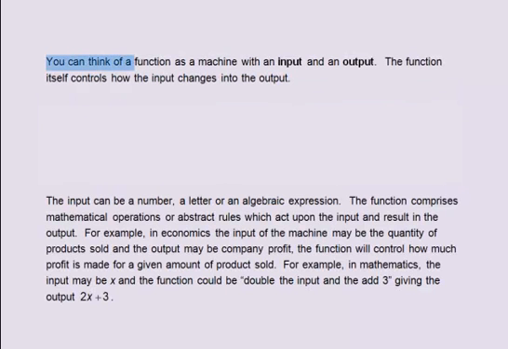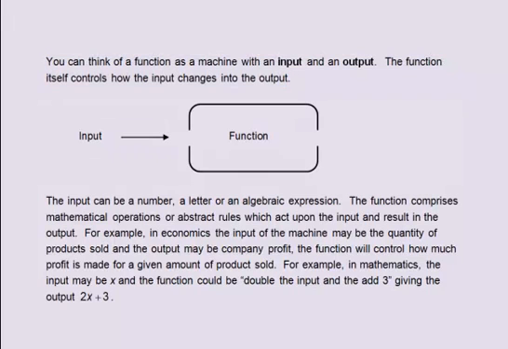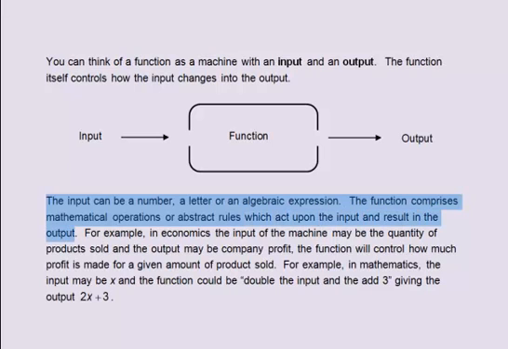You can think of a function as a machine with an input and an output. The function itself controls how the input changes into the output. You have an input. This input goes into the function machine and results in an output. The input can be a number, a letter, or an algebraic expression. The function comprises mathematical operations or abstract rules which act upon the input and result in the output.